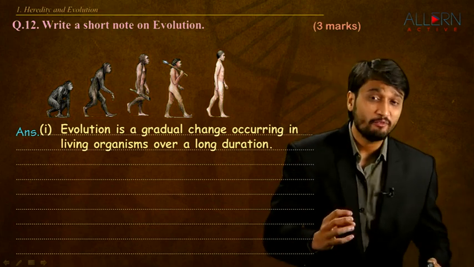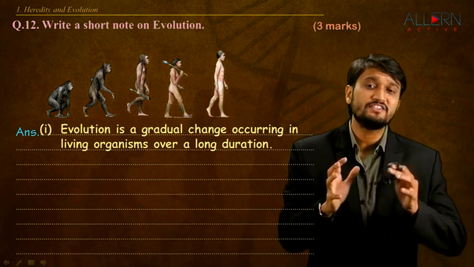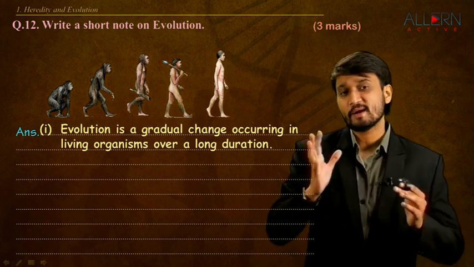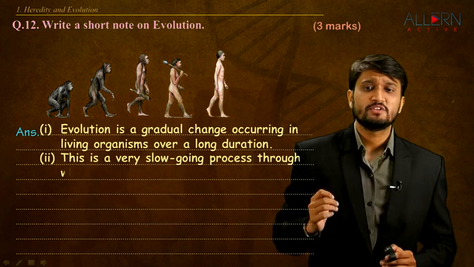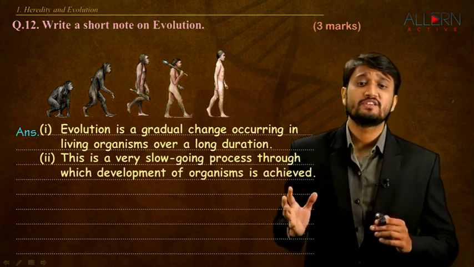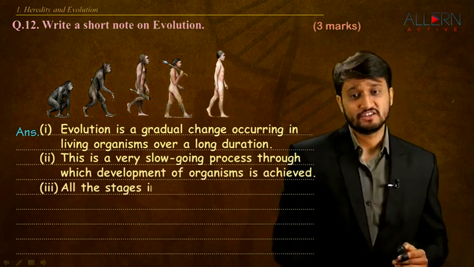In our second point, we will stress that these changes happen slowly. They do not happen overnight. They don't happen fast. These are slow changes most of the time. So this is a very slow-going process through which development of organisms is achieved, right?